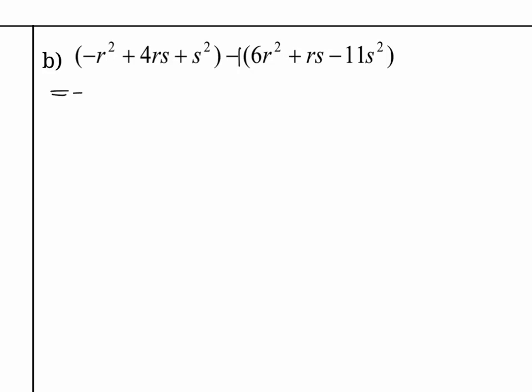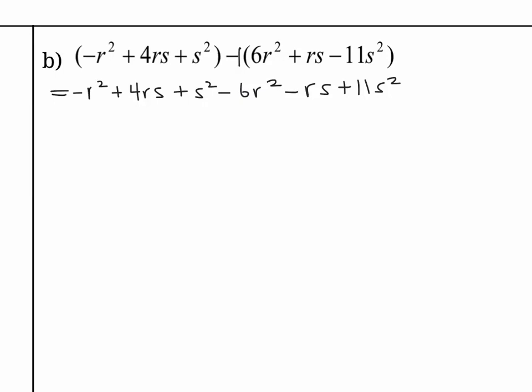So let's just rewrite this first term, or this first bracket. So we have negative r squared plus 4rs plus s squared. We have negative 1 times 6r squared is negative 6r squared. Negative 1 times rs is minus rs. And negative 1 times negative 11s squared is positive 11s squared. And now we're just left to collect like terms.